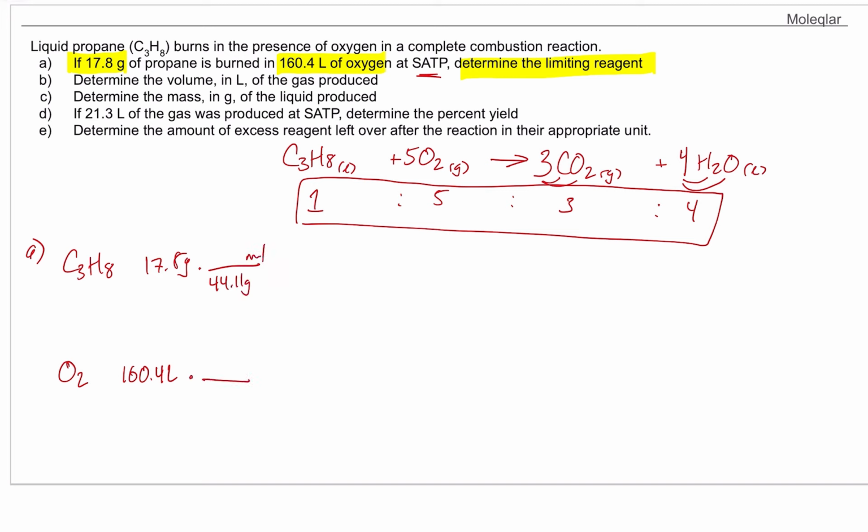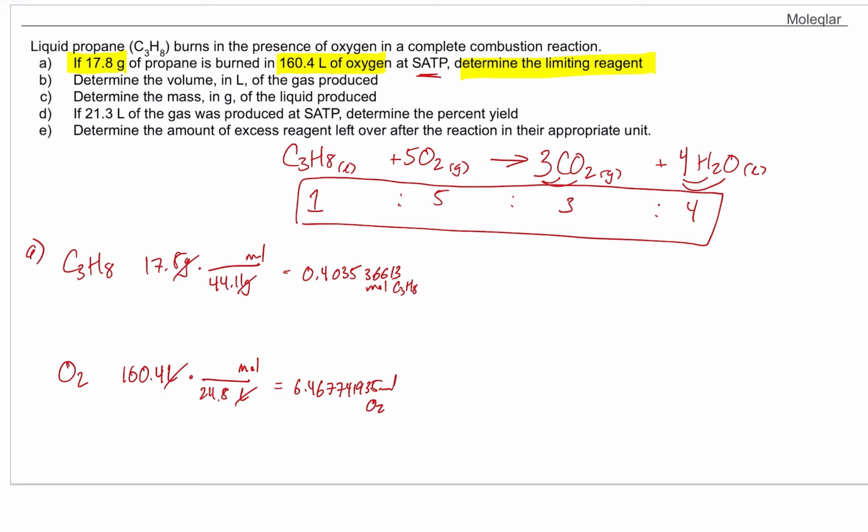And here we know that the molar volume at SATP is 24.8. And so this will allow us to cancel out grams here, cancel out liters here, and be left with moles of each. So here we'll have 0.403536613 mole of C3H8. And here we're going to have 6.467741935 mole of O2. Awesome.